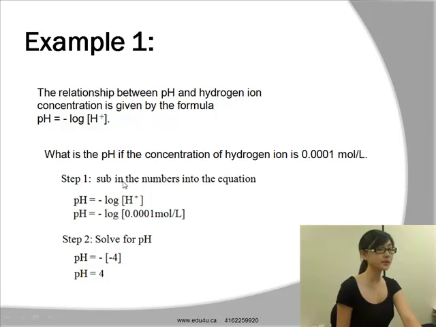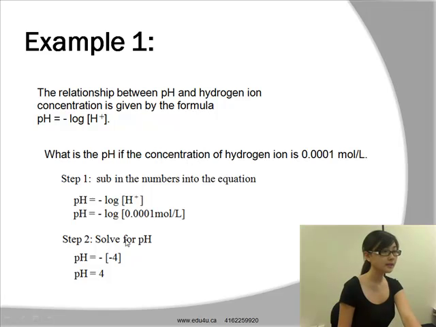So in step 1, you have to sub the numbers into the equation. We're already given the concentration of hydrogen ion as 0.001 moles per liter, so we sub that in. Next, we take the log of it, and this has to be done using a calculator. We find out the answer for this is -4, but there's also another negative outside. Therefore, the two negatives cancel out, and therefore the pH equals 4.